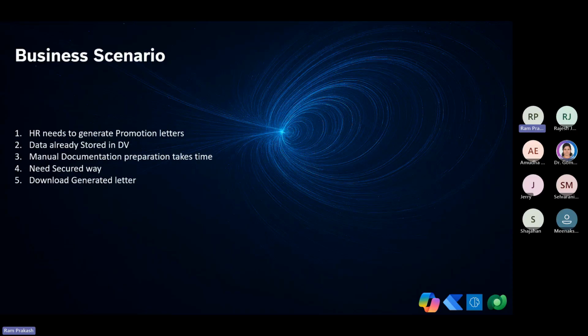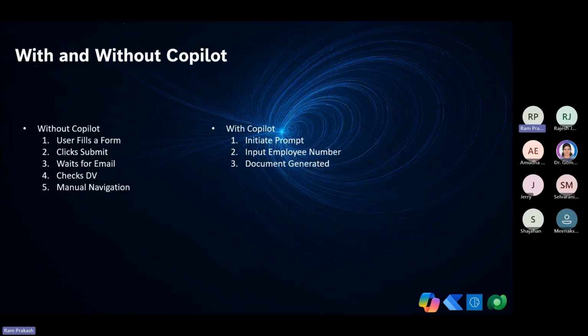So here the manual documentation process we can ignore. The AI will automatically take care of that. And as I said, it is in a secured way, and the download and generation of the letter will automatically take place here. So now what will happen with and without Copilot? We'll just see a simple scenario.